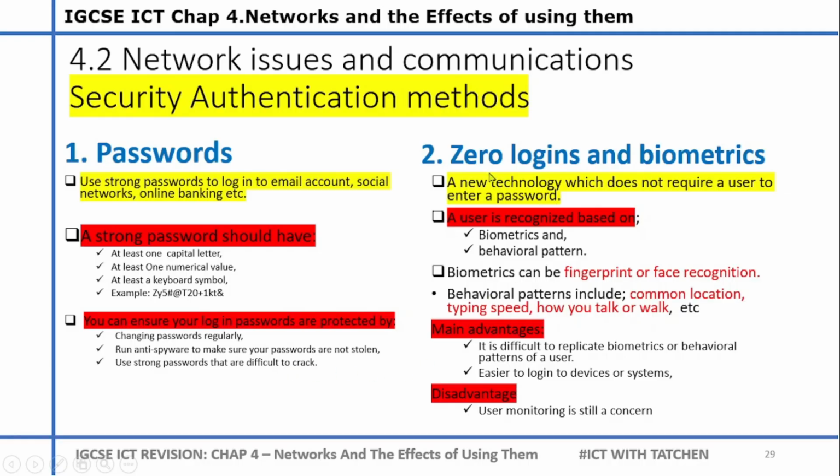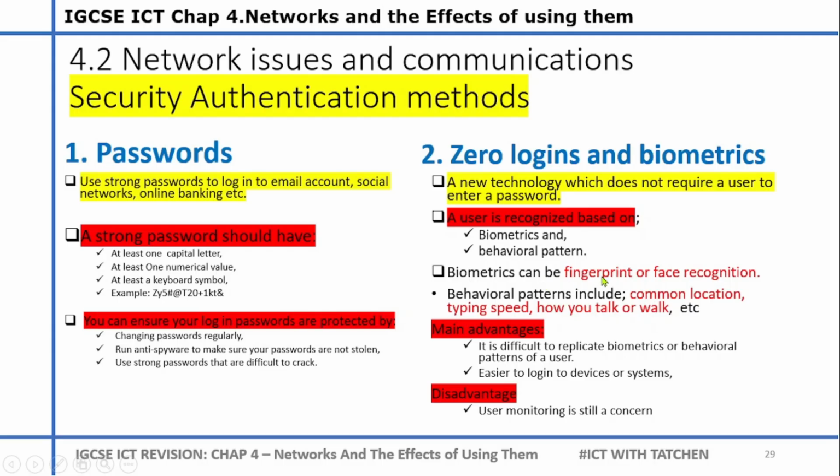Now, another type of authentication method we have is zero login and biometrics. Zero login is a new technology which does not require a user to enter a password. A user is recognized based on biometrics and behavioral patterns. For biometrics, we are very familiar with that. We saw biometrics when we were looking at emerging technologies. If you've forgotten, you can go back to chapter 1, emerging technology. For biometrics, we are dealing with things like your fingerprint and your facial recognition.